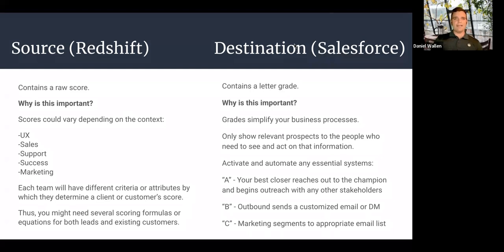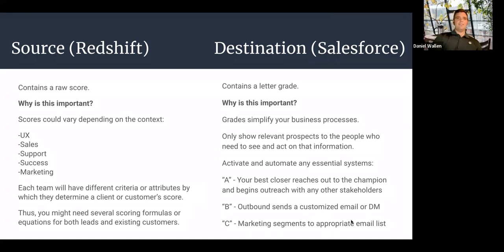So remember, the grades are used to activate and automate the relevant process. I've included some common examples on the bottom. A, your best closer reaches out to the champion. B, outbound sends a customized email or DM. C, marketing segments to the appropriate list. We already touched on those, but I just want to summarize because I know this is a lot of info to comprehend, and I want to make sure that you can act on it after this webinar is done, okay?